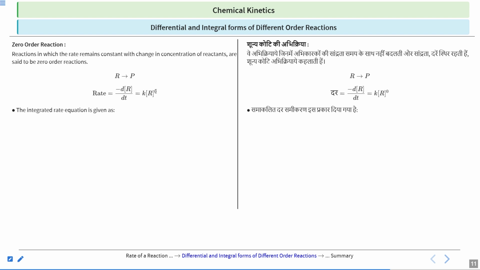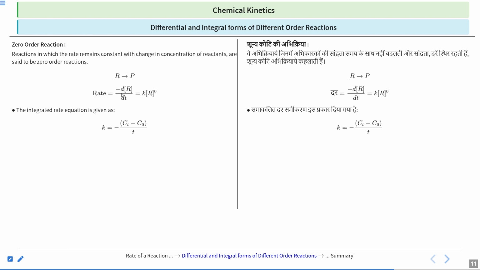Now the integrated rate equation will be given as how? It will be given as k is equal to minus, within brackets, Ct, that is the concentration at time t, minus C naught, which is the initial concentration, divided by time t. Okay, this is your integrated rate equation.